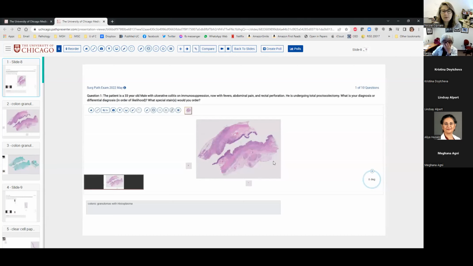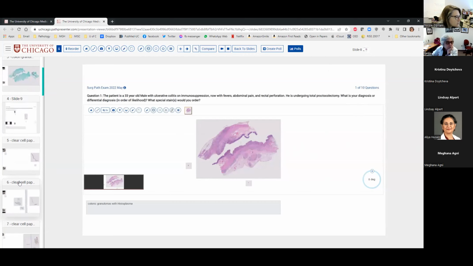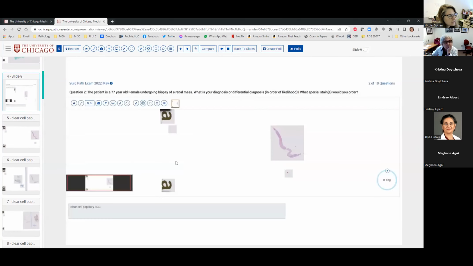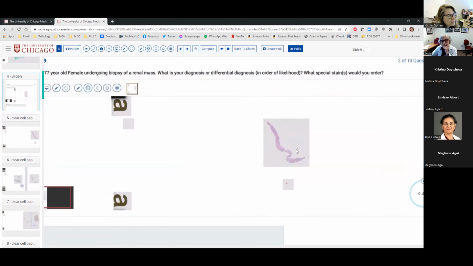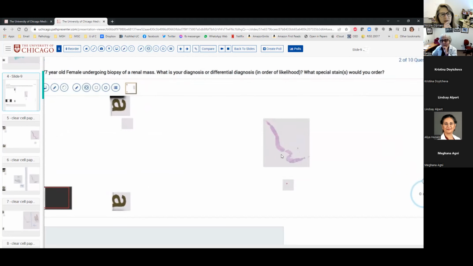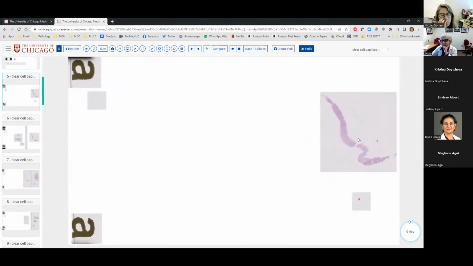So I think we could probably just go ahead and have it recorded and people can watch it later if they can't attend today. So I think you just have to find your slide, try slide 9. That's the question. And then the next slide is the actual slide. So 77-year-old female undergoing biopsy of renal mass, differential diagnosis. So you have to go to the next one to actually get the full slide. Yeah, perfect.